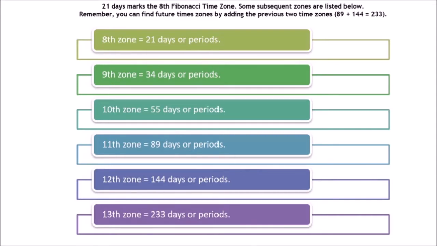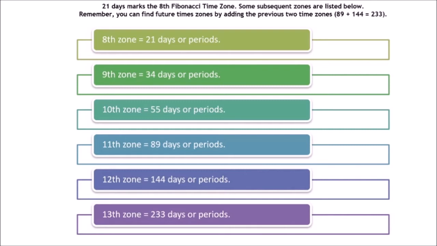8th zone equals 21 days or periods. 9th zone equals 34 days or periods. 10th zone equals 55 days or periods. 11th zone equals 89 days or periods. 12th zone equals 144 days or periods. 13th zone equals 233 days or periods.